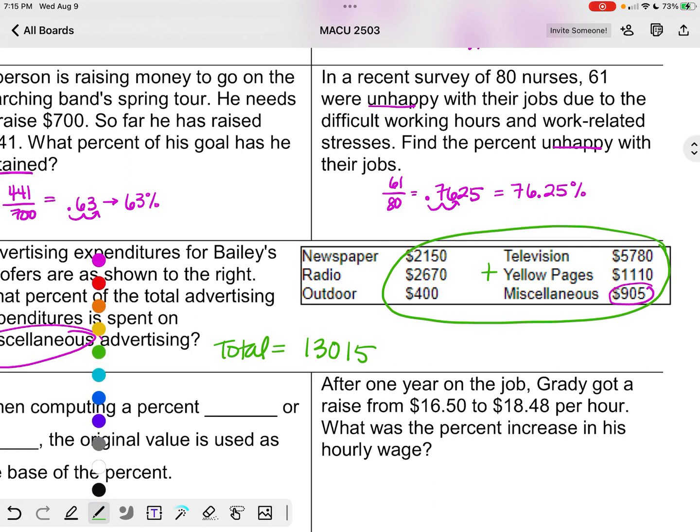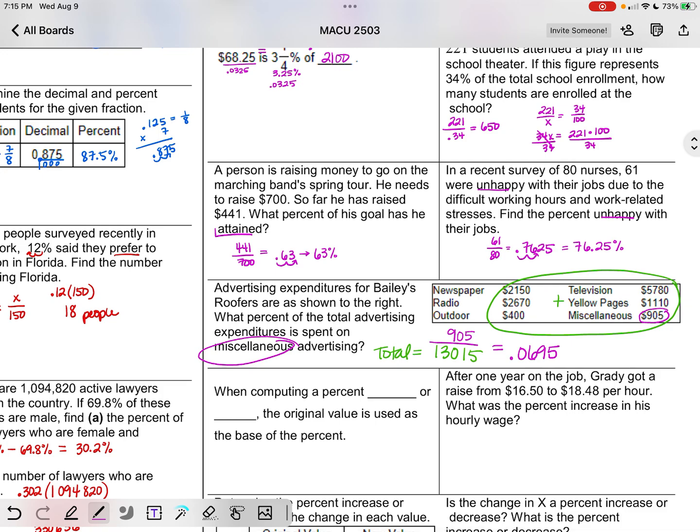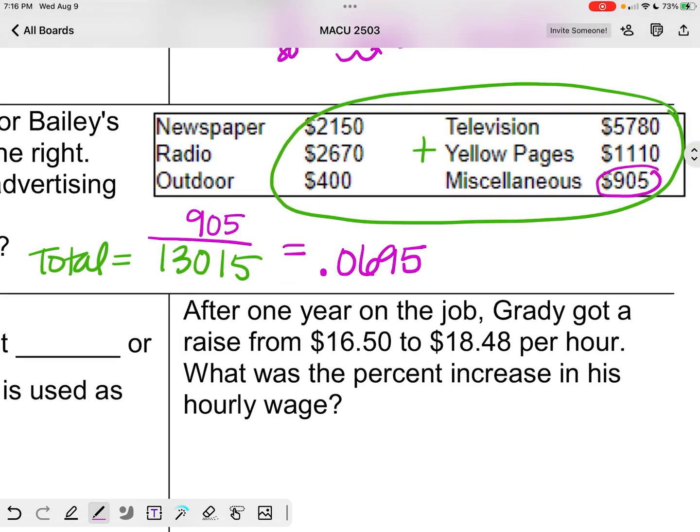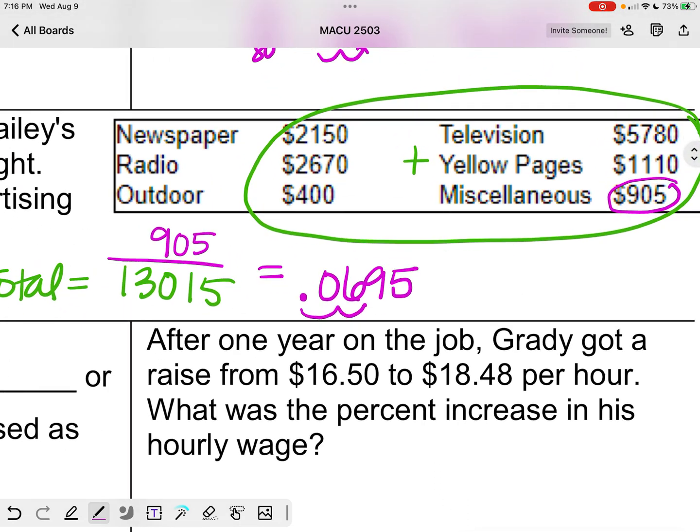Okay, you're going to take that 905 number, and that's the part. The 13,000 is the total or the whole number. So 905 being divided by the 13,000 number. We're at 0.0695. And okay, in this one, whenever I move the decimal like this, I'm at 6.95%.